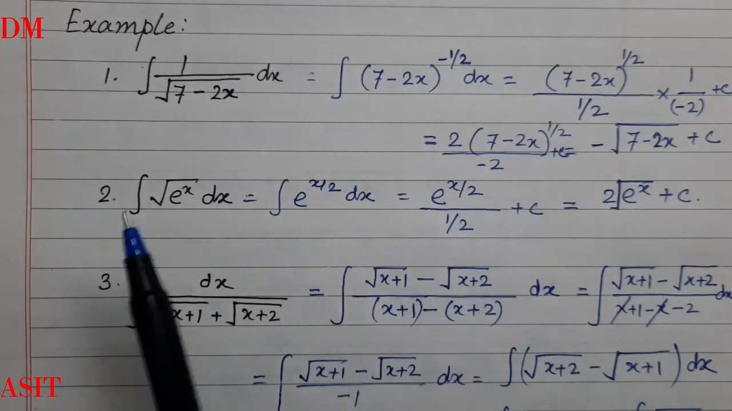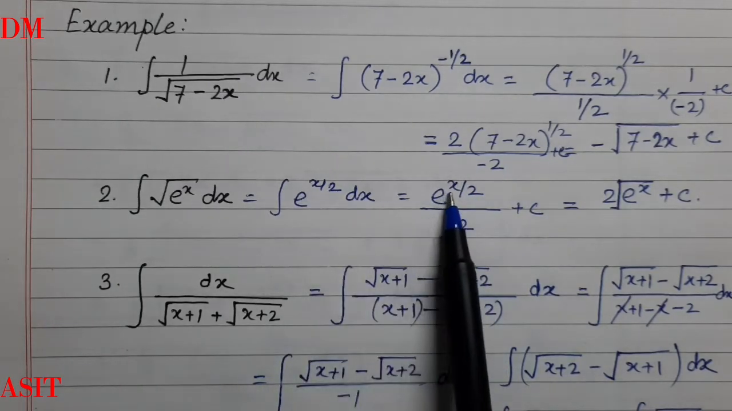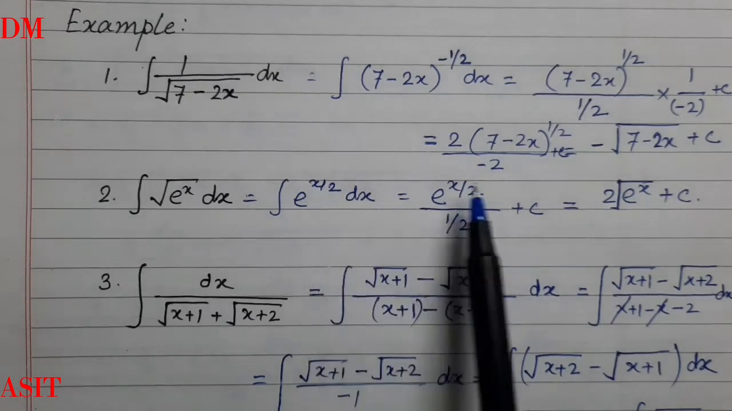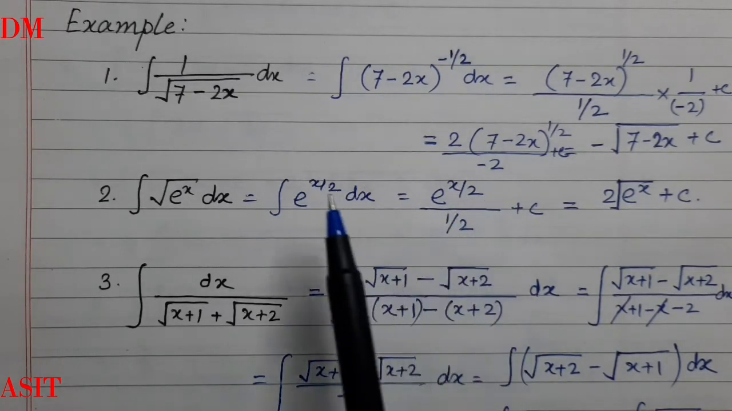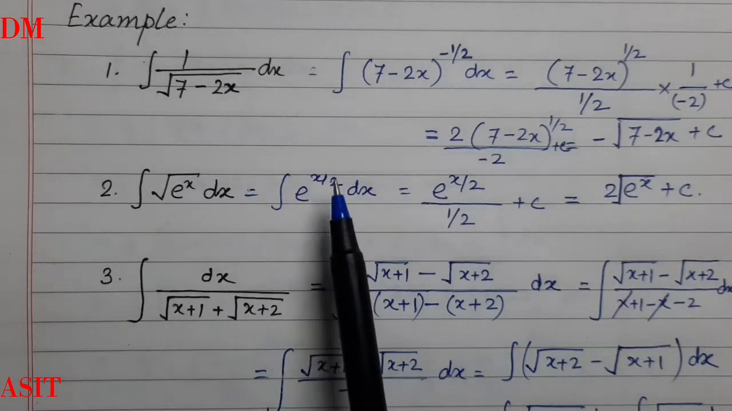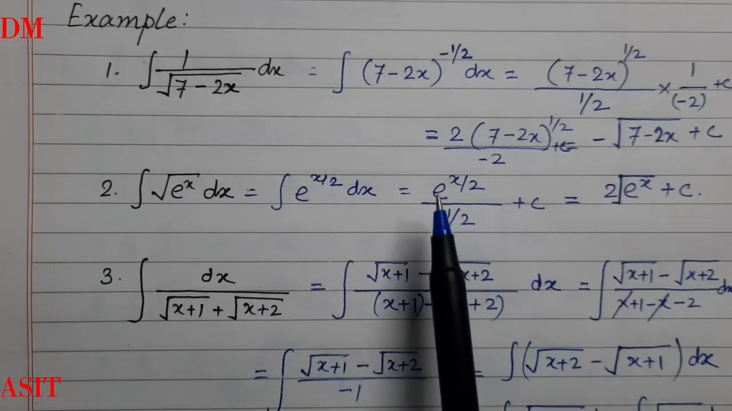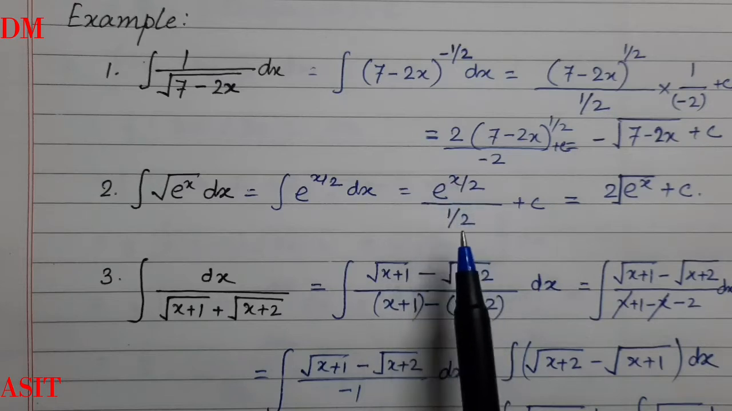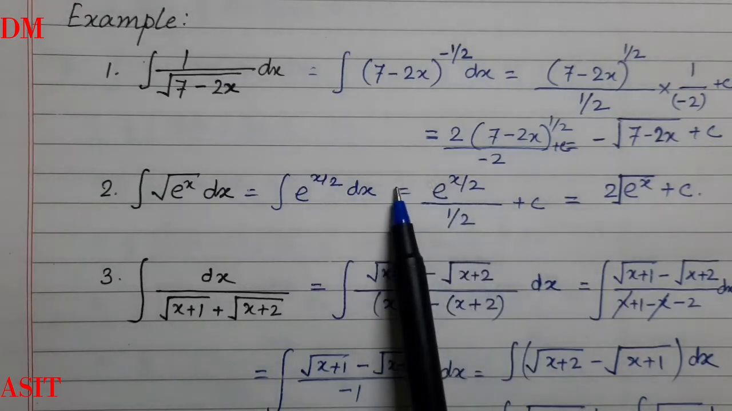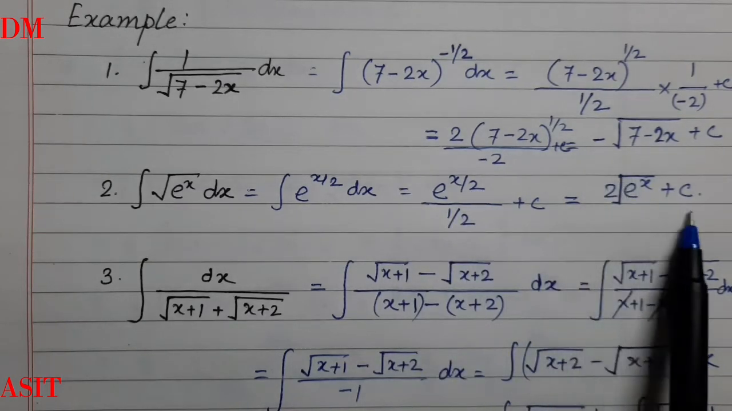So what will be the integration of e to the power x? It is simple, e to the power x only. But I will not write e to the power x. I will write rather e to the power x by 2, because it is not x, it is x by 2, divided by the coefficient of x. Now the coefficient of x is 1 by 2. So therefore divided by 1 by 2. So therefore it will be e to the power x by 2 by 1 by 2. Now this 1 by 2 is in the denominator, so it will become 2 in the numerator. So it will be 2 root over of e to the power x plus c.